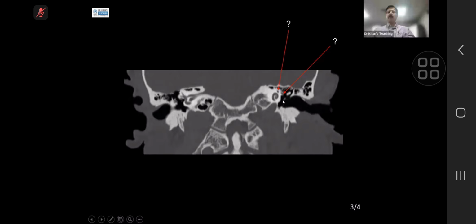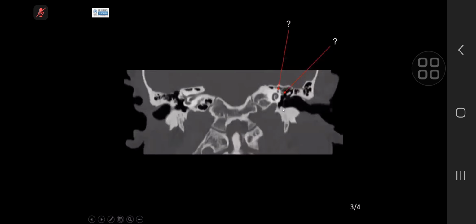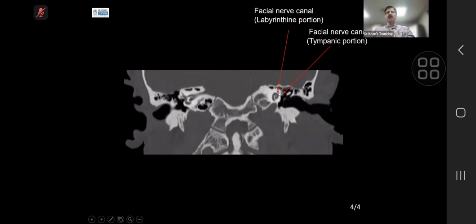So name the parts. Yes, the parts that I need to name. So this part here is the same part which you saw here. Okay, the tympanic. So this is the tympanic part. What is this part? Is that then the labyrinthine part? Excellent. So that is the labyrinthine part. We'll come back to this. This is the labyrinthine portion and this is the tympanic portion.